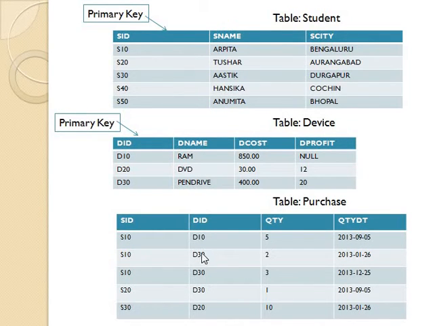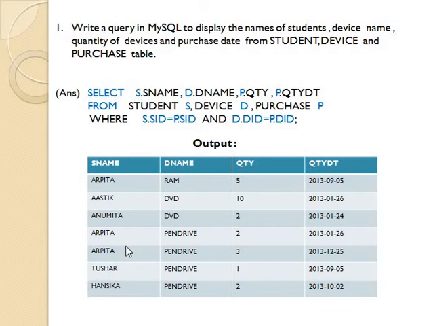So at first she has purchased the device PENDRIVE with the device ID D30 on this date, that is 2031-26, and on this date she has purchased 2 quantities of PENDRIVE, and again on another date, that is 2013-12-25, she has purchased 3 quantities of the same device, that is PENDRIVE, having the DID value D30. That's why we have 2 more entries of Arpita in the output table.